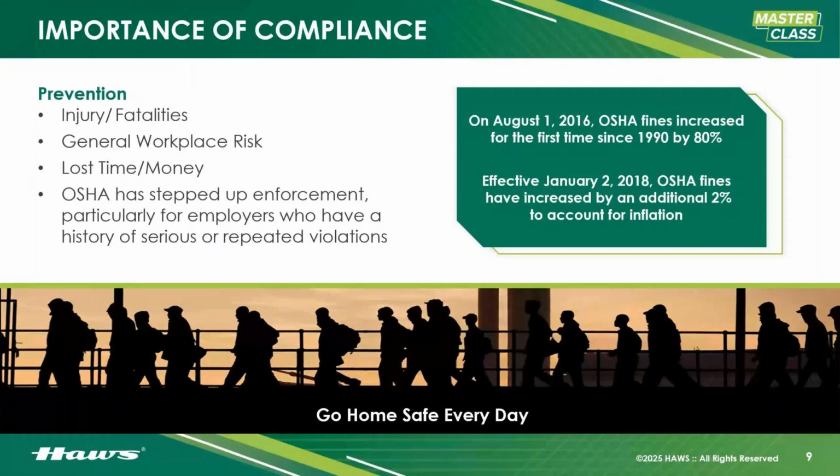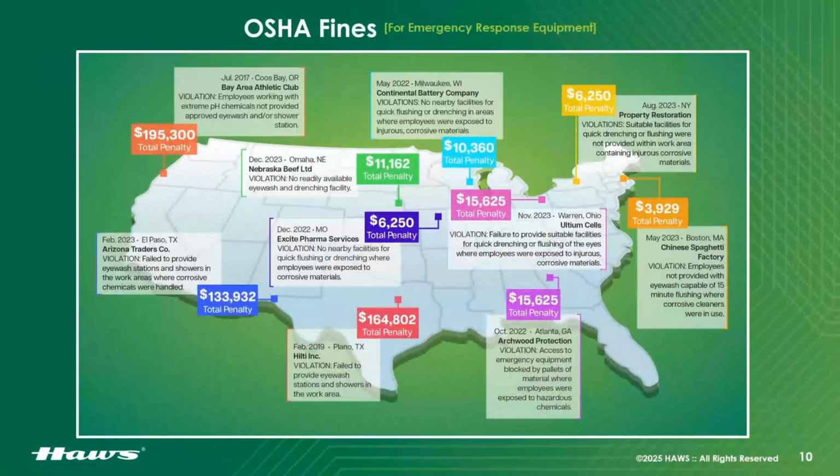Just to give you some examples around the country of what some of those OSHA fines look like, from big to small, right? You have 6-digit numbers, you have 4-digit numbers, and everything in between. And I mean, some of these are, one's a spaghetti factory, one's a Bay Area athletic club, battery company, property restoration, Arizona Traders, Hilti, and so on.